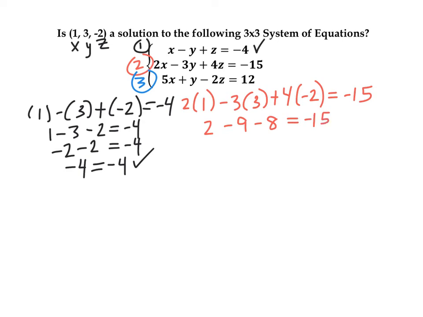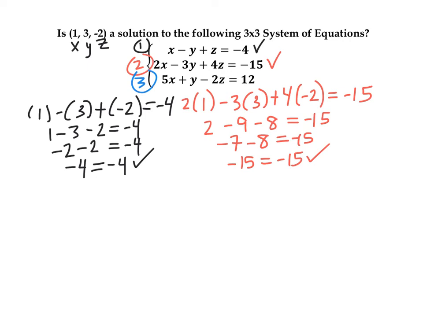2 minus 9 is negative 7, minus 8. Negative 7 minus 8 is in fact negative 15. The second equation also works. So far, these two planes are intersecting at the exact same point. Now we need to find out if the last one intersects as well.